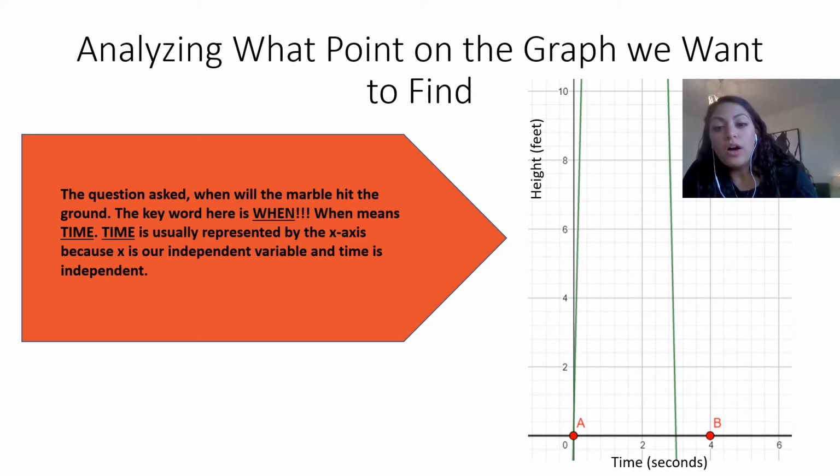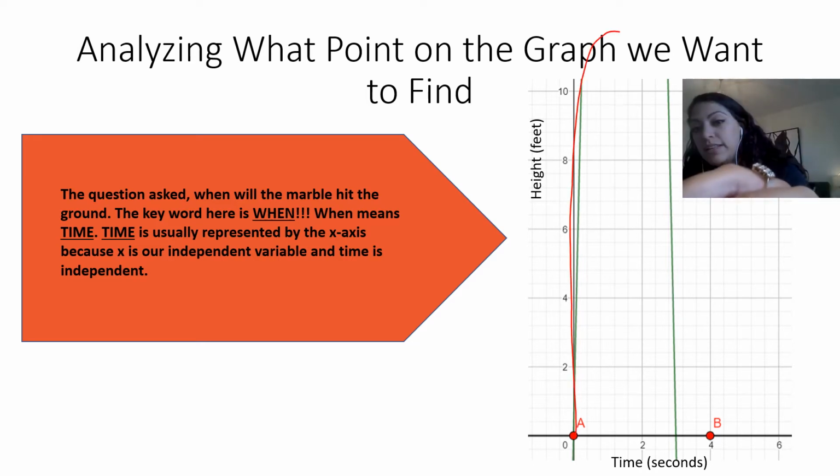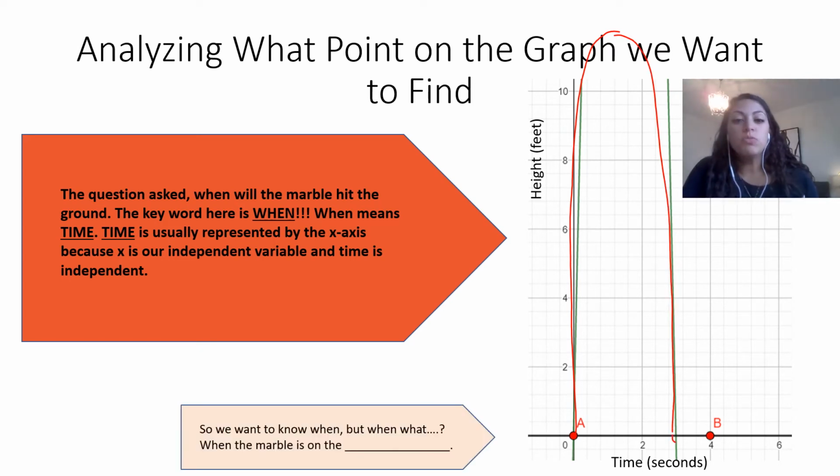So we start at 0, 0, which is labeled A, and then the marble will shoot up, so the height will increase. Eventually it'll curve, and then it will come back down and hit the ground. So we want to know when. But when what? When the marble is on the ground.